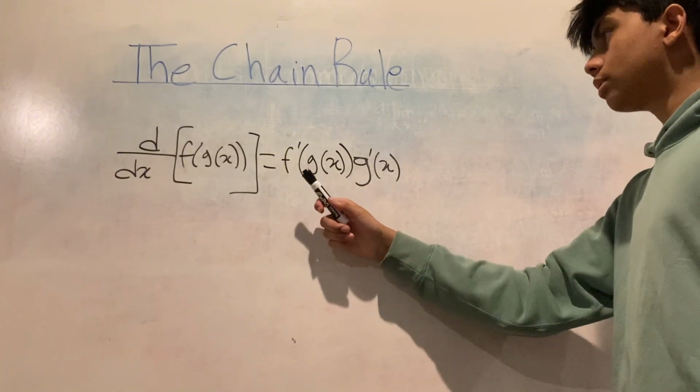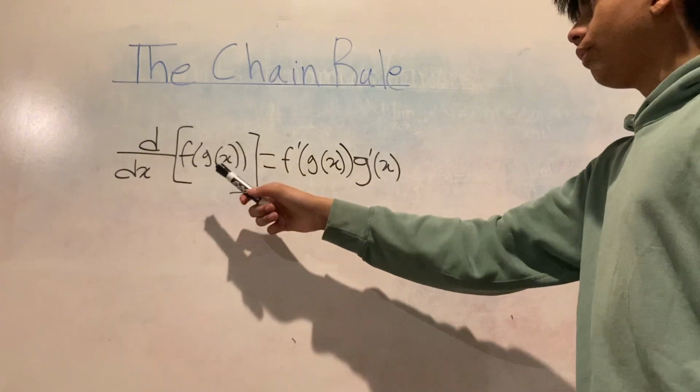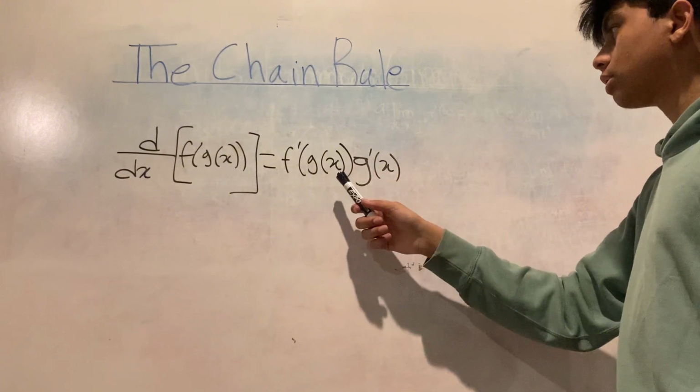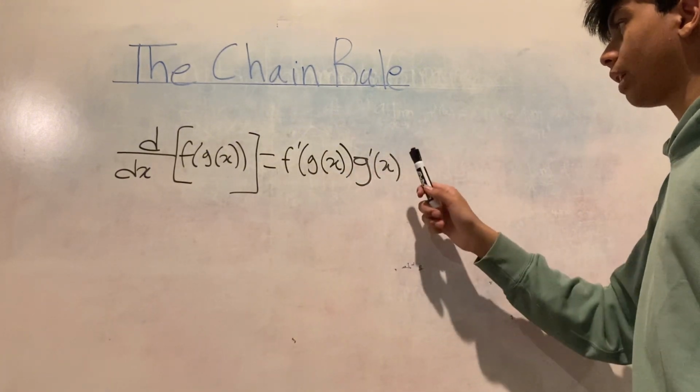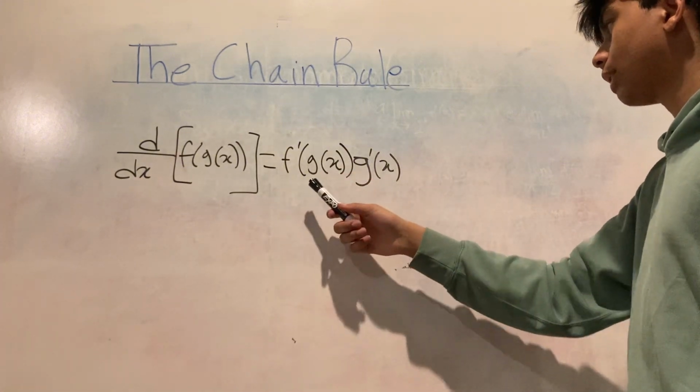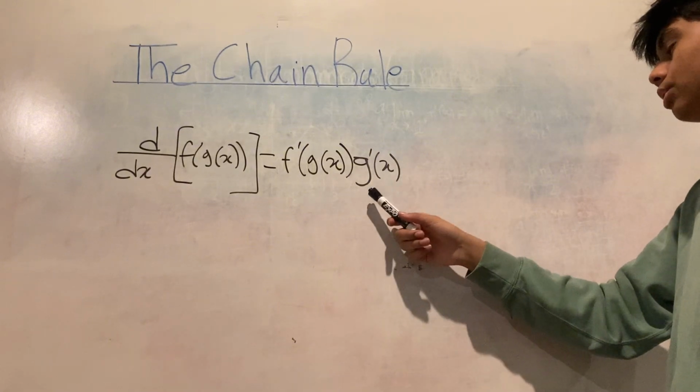So the formula is the derivative of f of g of x equals f prime of g of x times g prime of x. And prime just means derivative. So f prime of x means derivative of f of x, and g prime of x is derivative of g of x.